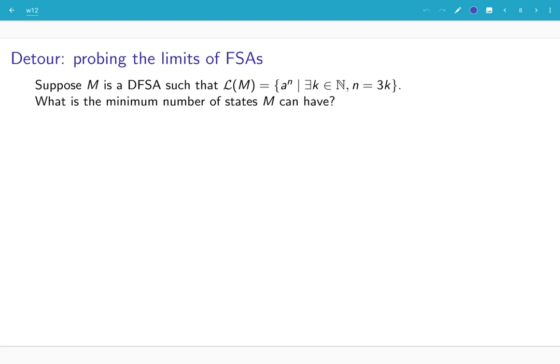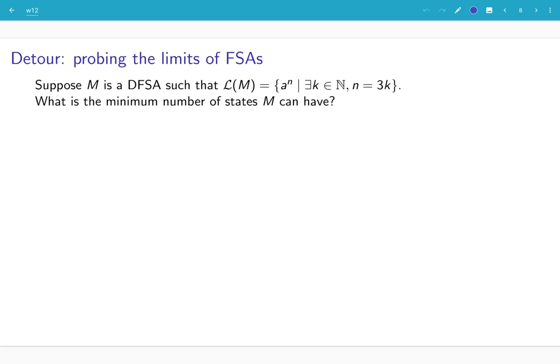Before we do that, though, we're going to take a little detour and talk about proving a related property of languages. So suppose we have some DFSA that accepts this language, the language of some number of A's where that number is a multiple of 3. So what is the fewest number of states that we can get away with to capture that language?